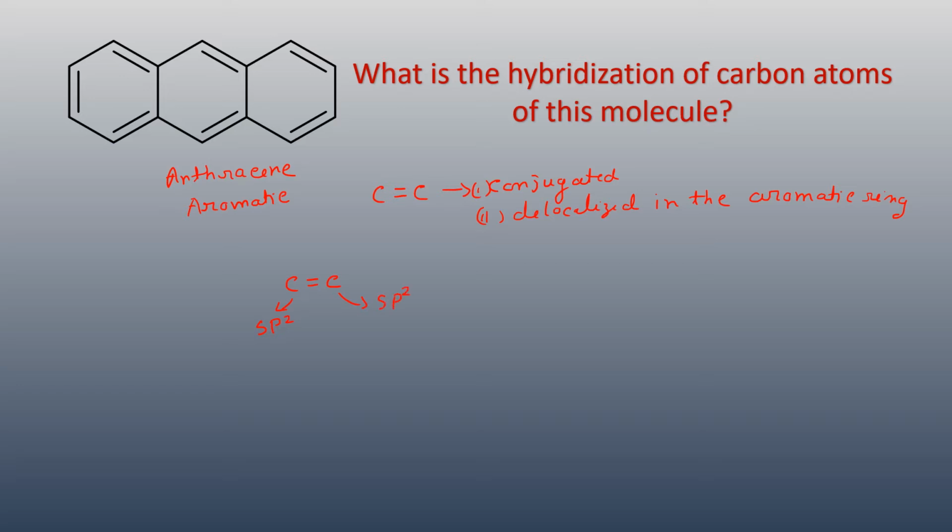hybridized. So just for your information, when carbon has 4 sigma bonds, that is called sp3 hybridized. When carbon has one double bond and two single bonds, this carbon is sp2 hybridized. When carbon has triple bond and one single bond, this carbon is sp. So here in the anthracene molecule, since all the carbon has double bond character, all these carbons are sp2 hybridized.